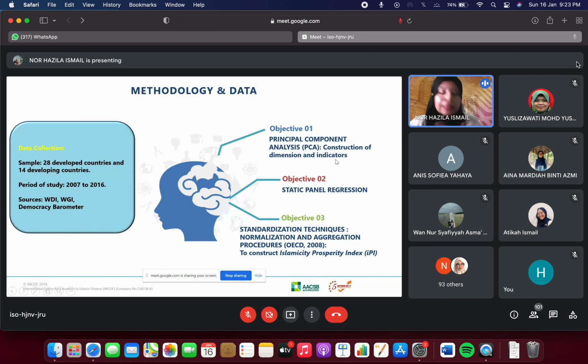Okay, this is based on my objective. Okay, my objective 1, I use PCA to achieve my objective 1. Okay, and then I use static panel regression, the methodology, to achieve my objective 2. Okay? And then I use this normalization and aggregation procedure to come up with the index for my objective 3.